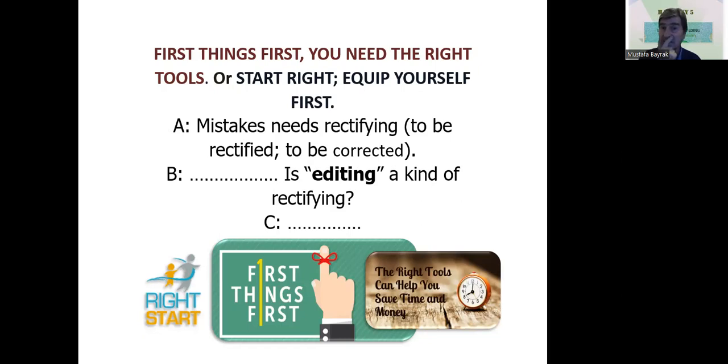Yes, starting right and equipping ourselves is also important, but comes next in the second step. The first step is starting right. Mistakes need rectifying, to be corrected first and foremost. Is editing a kind of rectifying? Yes, I think editing is a kind of rectifying, means removing the unnecessary words and ideas, or irrelevant ideas.